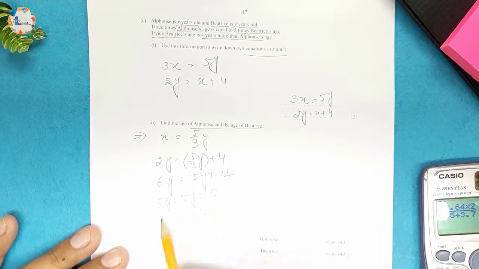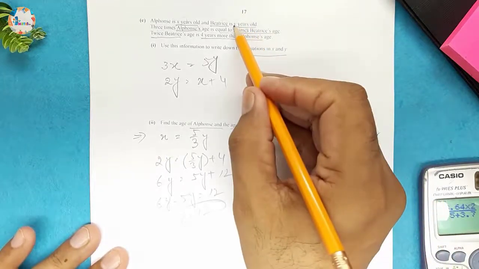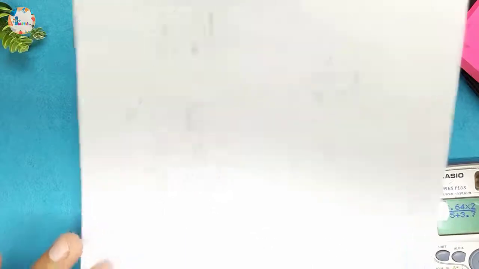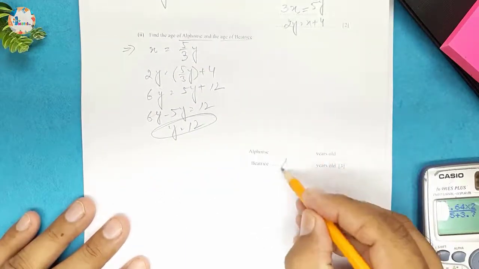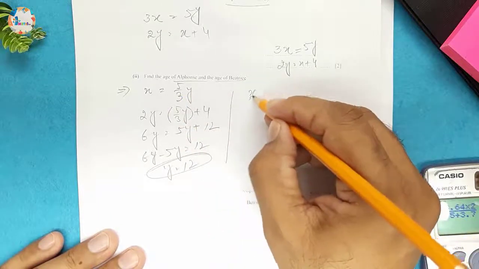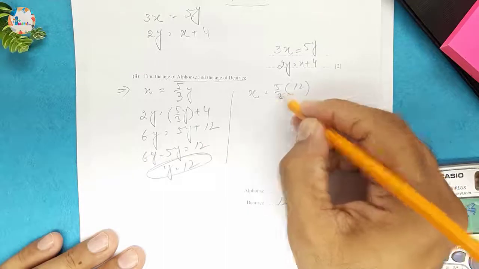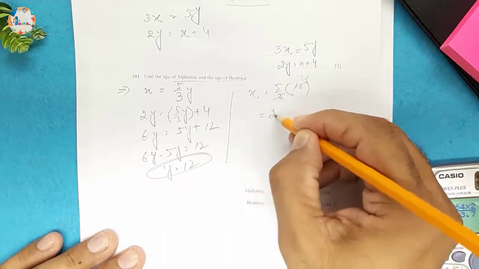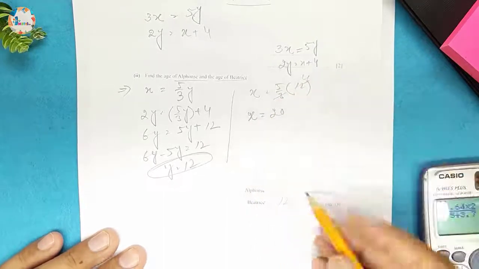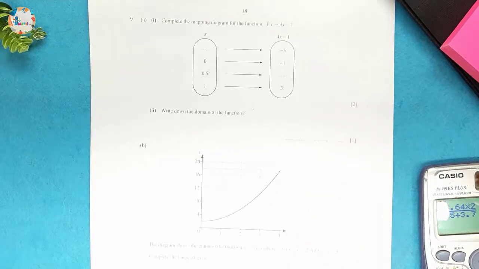So y is equal to 12 is our first answer, and y is for whom? For Beatrice. So this will be for this one. This is 12 years old. Now we can find x value. We will replace here x is equal to 5 by 3 into y, which is 12. So 3 4s are 12. So x is equal to 20. So this will be 20. Hopefully you understood this.